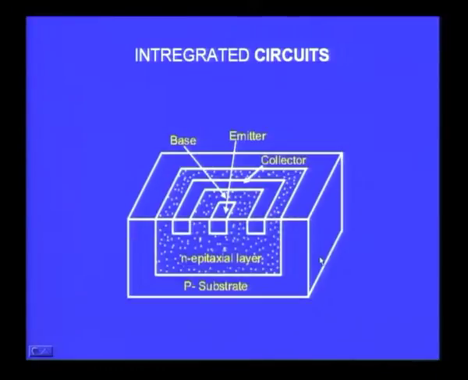Let me not go too deep into that, but I just want to show you another picture where we have shown a transistor. You have a basic P substrate into which you generate an N type epitaxial layer, and then you have a collector and an emitter, and whatever is in between, the N type epitaxial layer, forms the base. So you have a PNP transistor on the same surface. One is the emitter, the other is the base, and the other is the collector.